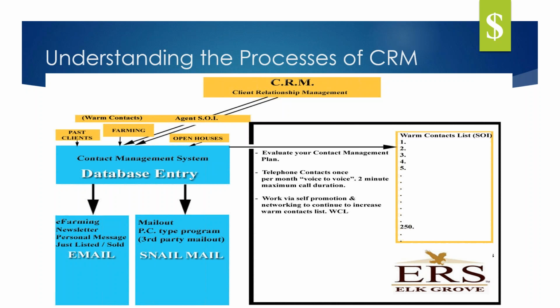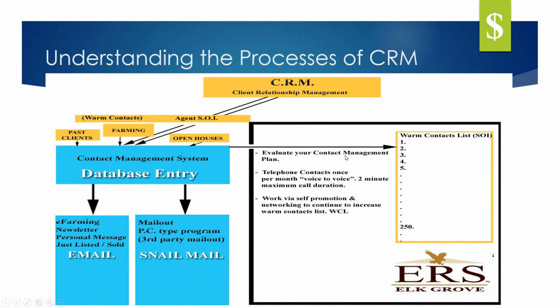In terms of snail mail, we can do mail outs, postcards, again, just listed, just sold postcards. PC, or what they call preferred client type programs, is basically a third-party mail out system. There's magazines in that regard that will take your database and send them a copy of a magazine per quarter or per month or however you direct that. There's lots of options when you start talking about preferred client type programs. And they're relatively inexpensive. I'll even say they're extremely inexpensive.